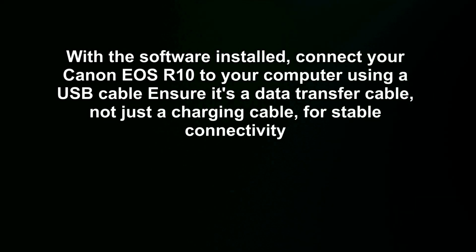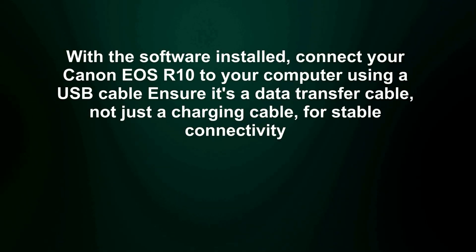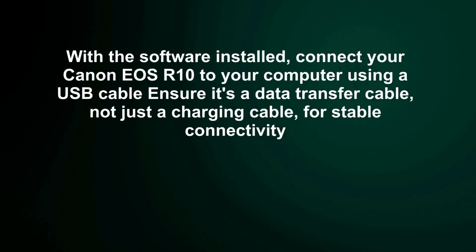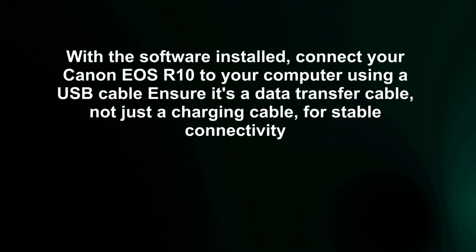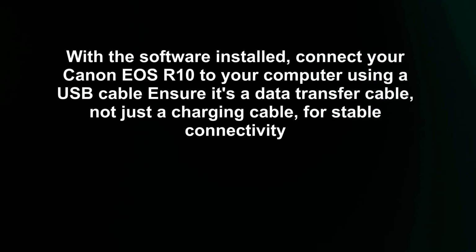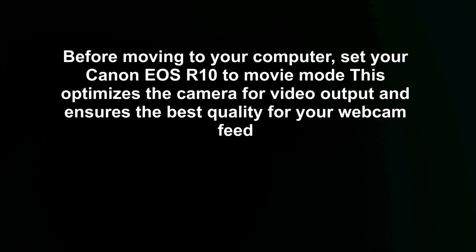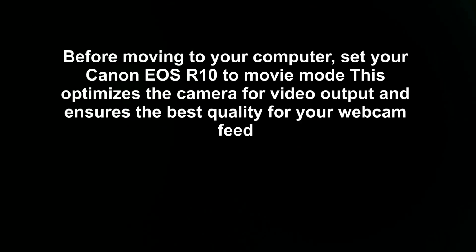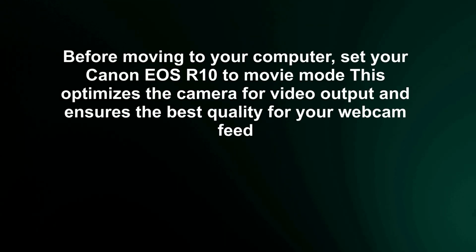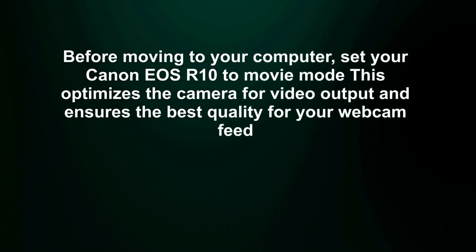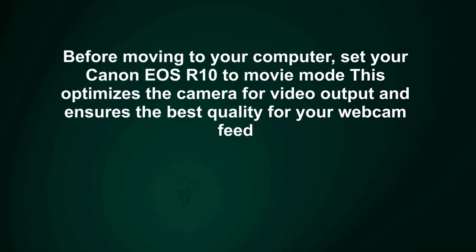With the software installed, connect your Canon EOS R10 to your computer using a USB cable. Ensure it's a data transfer cable, not just a charging cable, for stable connectivity. Before moving to your computer, set your Canon EOS R10 to movie mode. This optimizes the camera for video output and ensures the best quality for your webcam feed.